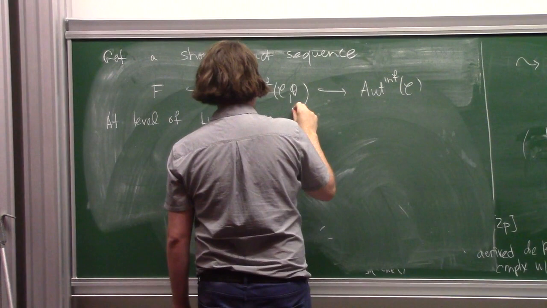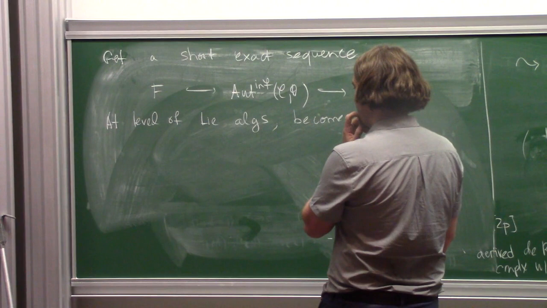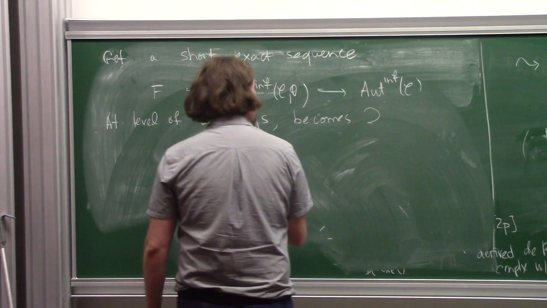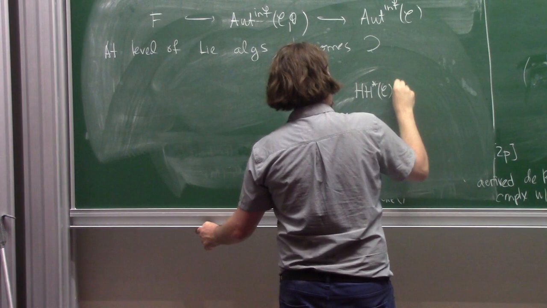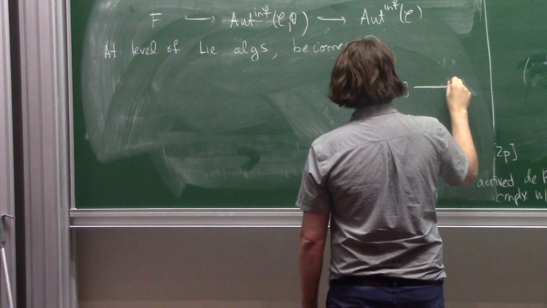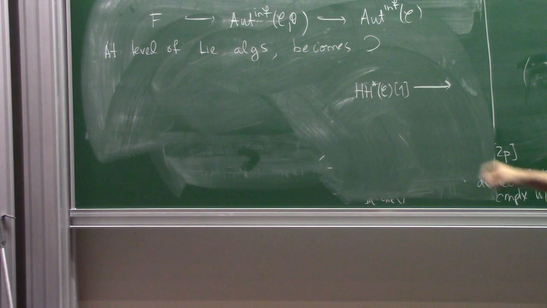And at the level of Lie algebras, I claim this becomes, well, here, I want to write it vertically. Rotate around. So I'm going to write the Lie algebra here. I'll write it horizontally, fine. So here, the Lie algebra I know is Hochschild cochains with the shift. The derivative of the action on negative cyclic chains is the Lie derivative, as I said.